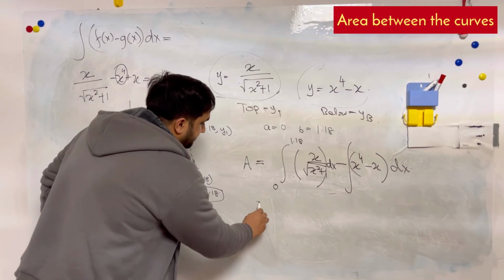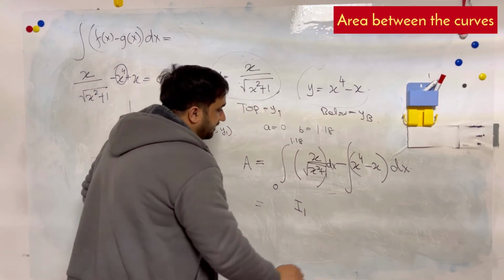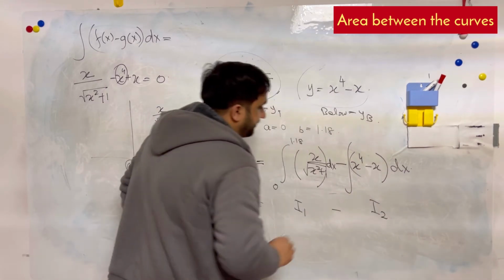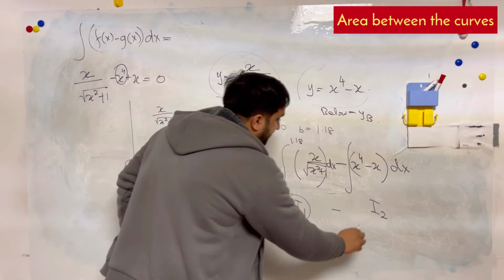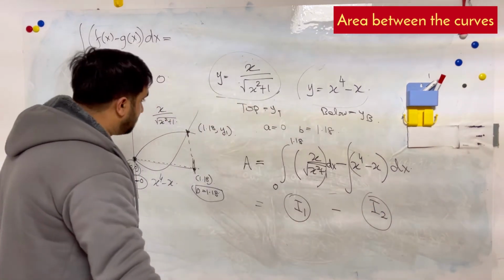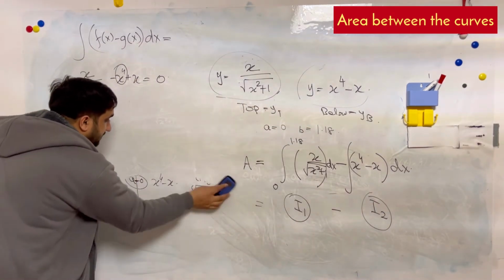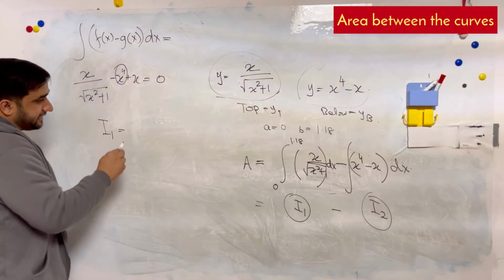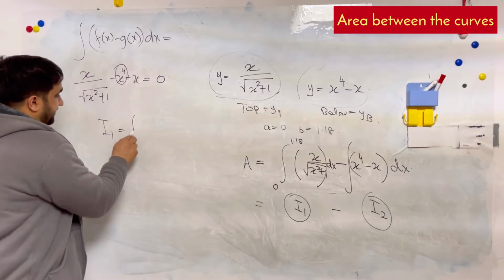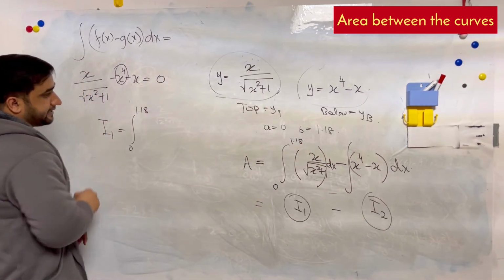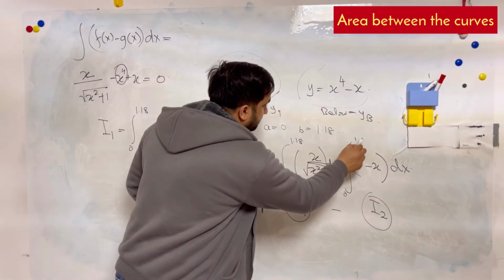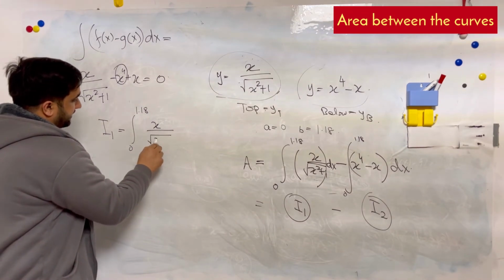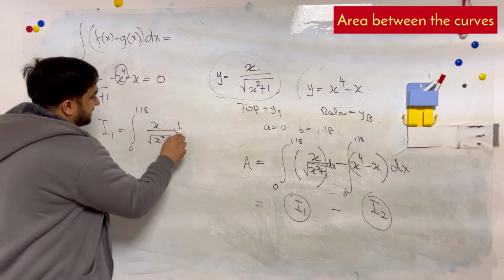Now you have two integrals, and suppose this is integral 1 and in between there is a minus, and this is integral 2. So I have to solve integral 1 and integral 2. For integral 1, can you please help me solve it? Integral 1 is this portion: the integral from 0 to 1.18 of x divided by the square root of x squared plus 1 dx.